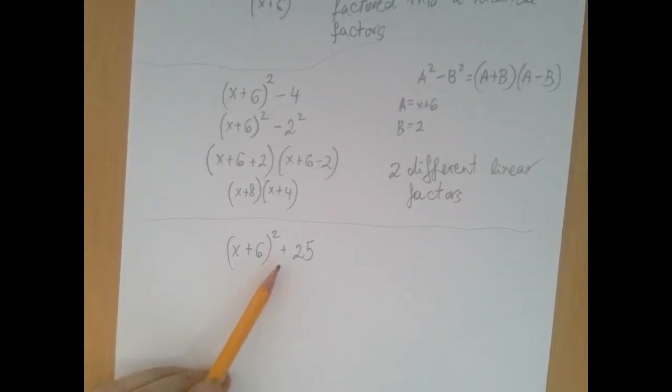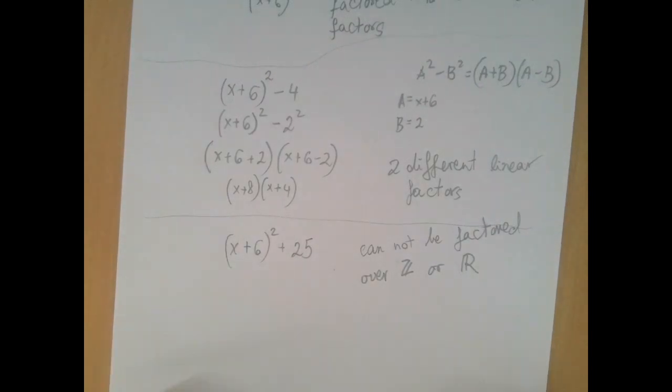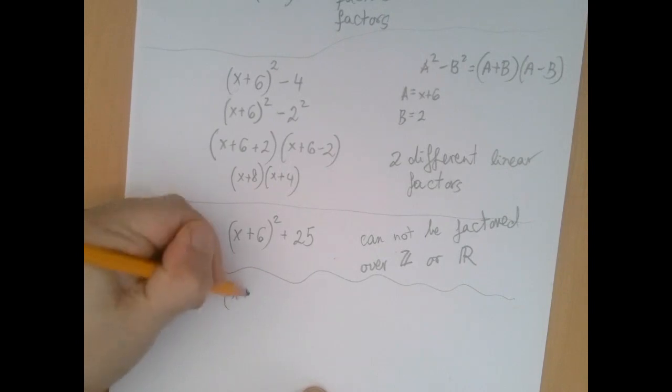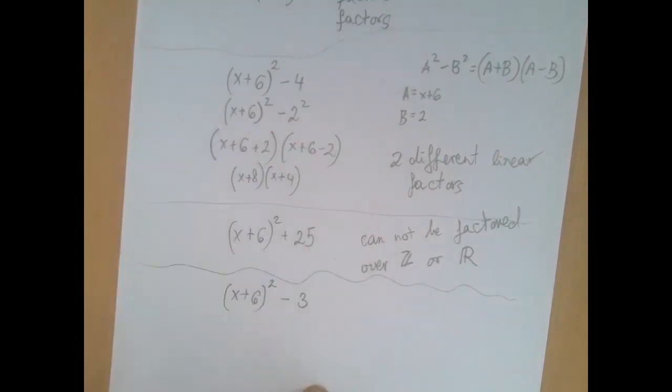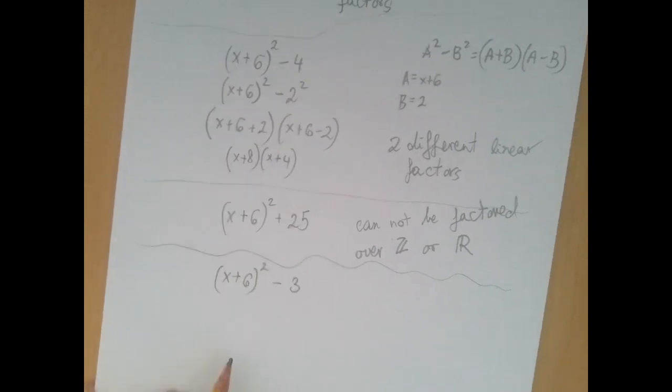The sum of squares can never be factored. This one cannot be factored over integers and cannot be factored over the real numbers. So what's left is the tricky one. When we see something like (x+6)² − 3. And this is the case where integer and real will behave differently.